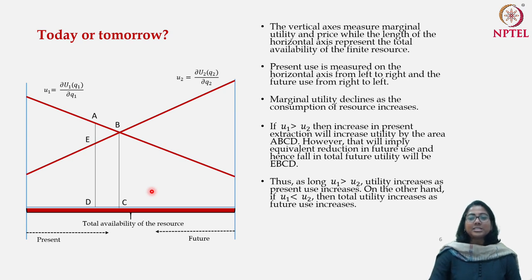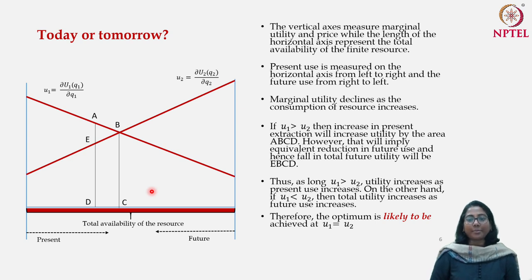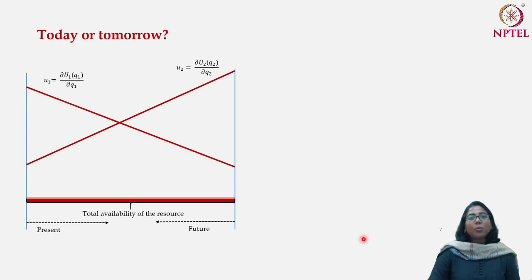However, this is more or less the guiding principle, but this is exactly not what happens, and therefore I have said that the optimum is likely to be achieved at U1 equal to U2. But in a moment we'll see we need to do a little modification in order to come to the optimum allocation of this resource over two periods of time. Why is it not the case that U1 equal to U2 will guide you to take the optimal decision? The reason is as follows.